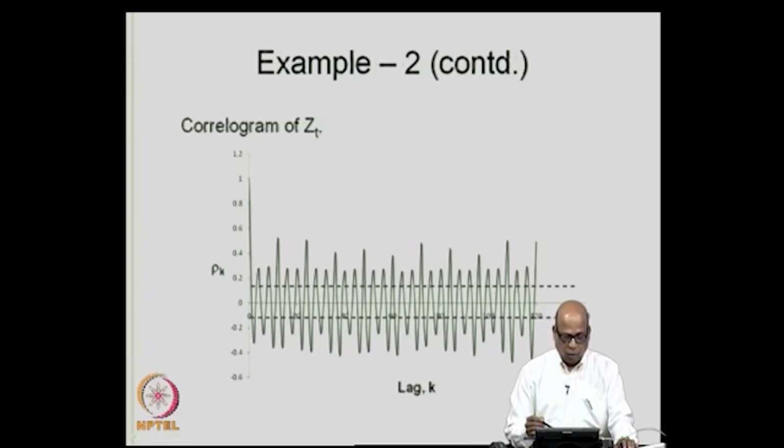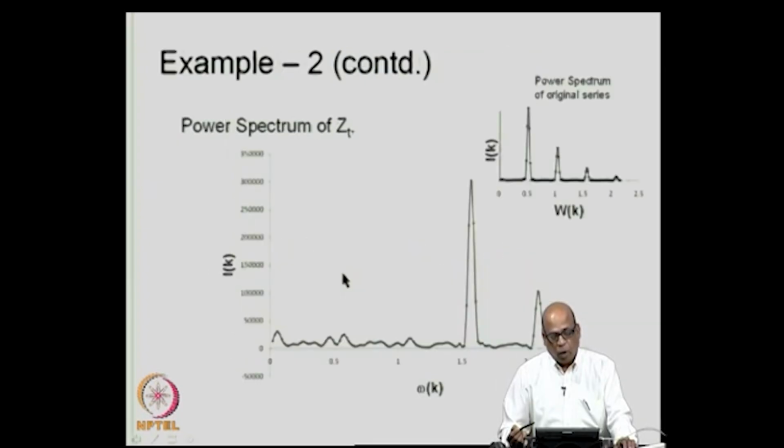Then we plot the correlogram. These are the significance bands. The correlogram looks something like this. There are some peaks here, it is still oscillating, and some peaks are way beyond the significance bands. We plot the power spectrum, and this is how it looks.